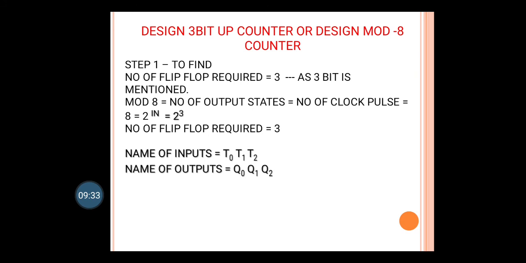Now next we will design a 3-bit up counter, or design a mod 8 counter. Since a mod 8 counter is given, that means we have to count 8 clock pulses, and we have to find the number of flip-flops required. 8 is equal to 2 raised to 3, therefore 3 flip-flops are required. Name the inputs T0 T1 T2, and the outputs Q0 Q1 Q2.